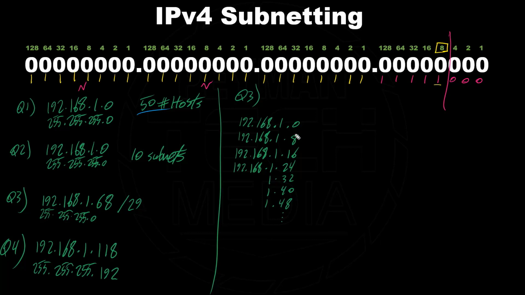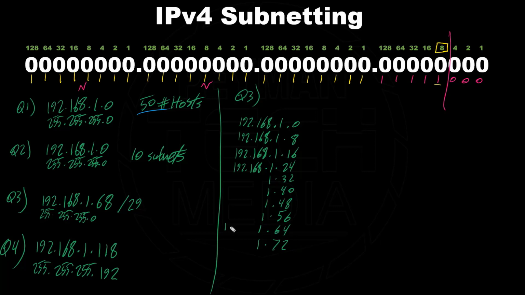We know 68 is not between 8 and 16. It's not between 16 and 24. You see? It's not between 32 and 40. So let's continue incrementing. 48 plus 8, 1.56. 56 plus 8, 1.64. 64 plus 8, 1.72. Do we have to continue? We don't, because here 68 falls into this range. Therefore, we know 68 is in this network.